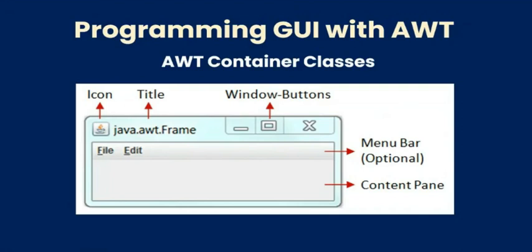So a frame provides the main window for your GUI application. It has a title bar containing the minimize, maximize, and close button. And the content inside your frame, the content display area, is where you put your information, like the components such as label, button, text field. So that is it.